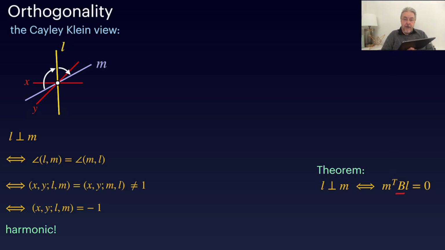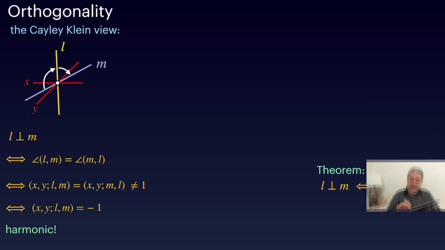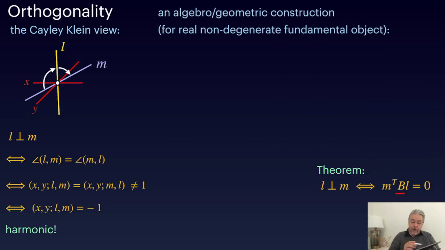In my book, Perspectives on Projective Geometry, you find a general proof that works in all Cayley Klein geometries. We will not do that proof here because it would be quite a detour to get the very general statement. Instead, I want to convince you for the case of real non-degenerate fundamental objects that you end up with this kind of formula, and if you want the details for the general case, please read in the book.